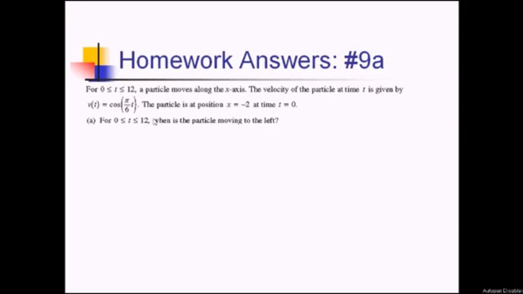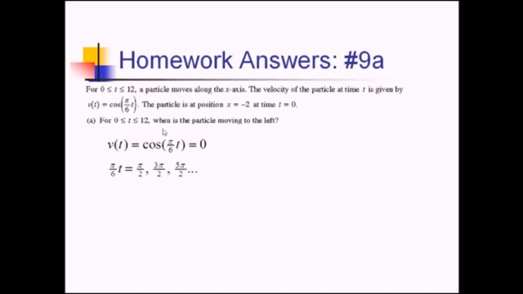This is a no calculator problem, so we need to figure out the places where velocity equals 0 without a calculator. So I'll start by setting my velocity equal to 0. And now to solve for t, I need to take the inverse cosine of both sides. If I take the inverse cosine of 0, I'm basically asking at what angle do I have an x value of 0? Well, that's going to be anywhere on the y-axis. So for example, at pi over 2, 3 pi over 2, 5 pi over 2, etc.